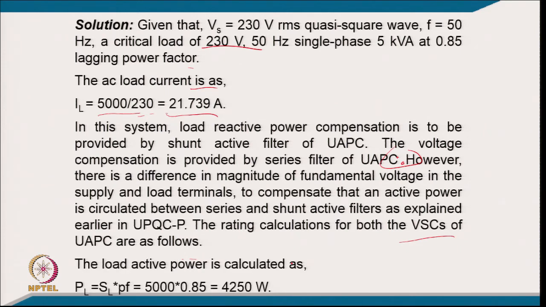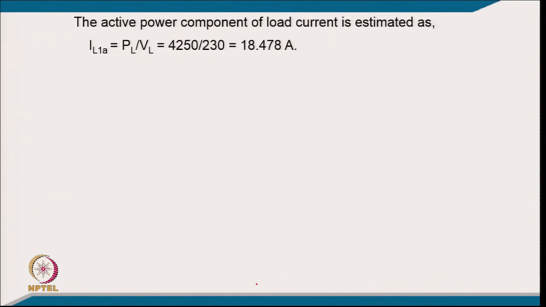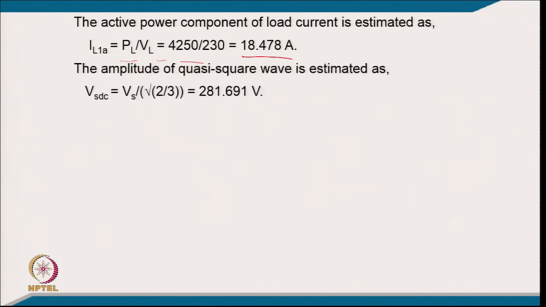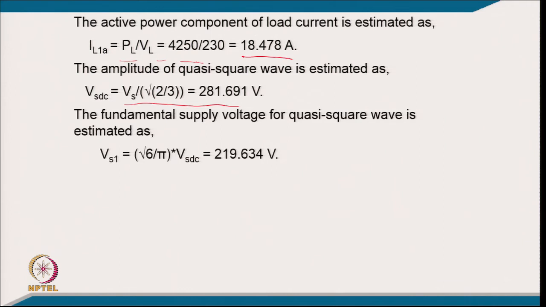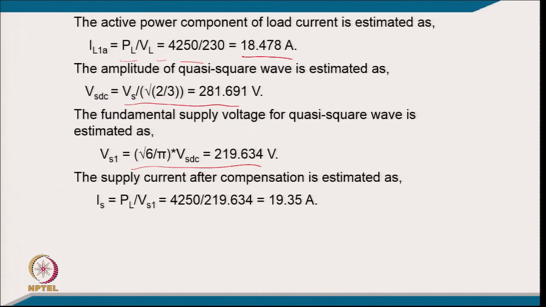So, load active power is calculated as SL into PF, that is 5000 into 0.85, so that is 4250 watt, and the active power component of load current is estimated as PL divided by VL, so that is 4250 divided by 230. So, it is 18.478 ampere, and the voltage amplitude of the quasi square wave is estimated as 281.691 volt, and the fundamental voltage for the quasi square wave, from this relation, √6 by pi into VSDC, comes 219.634 volt.